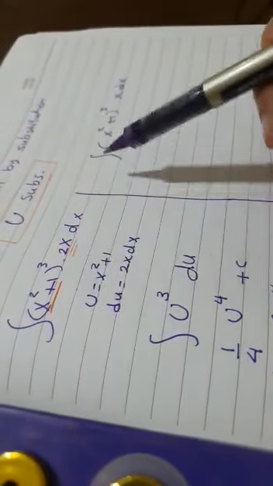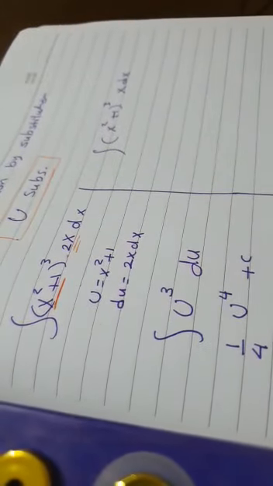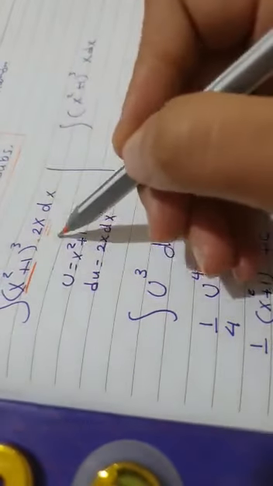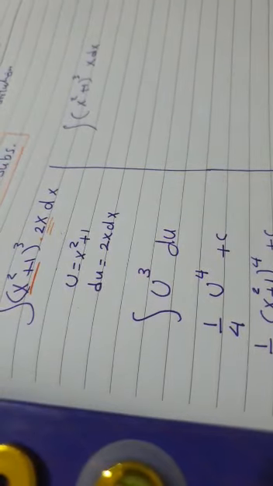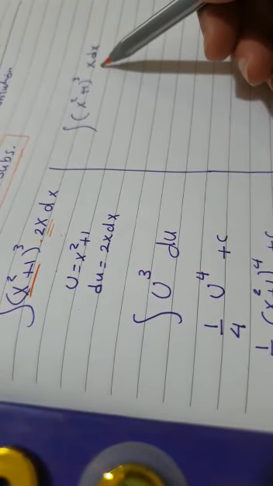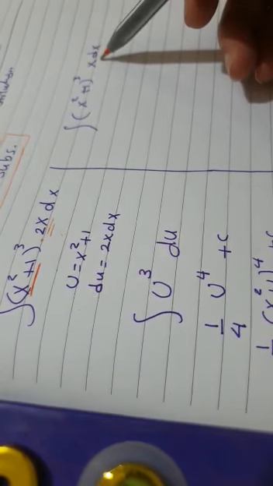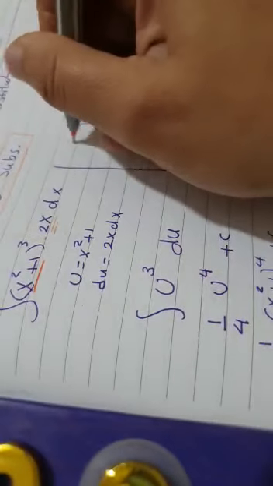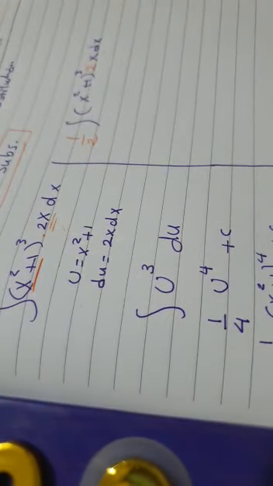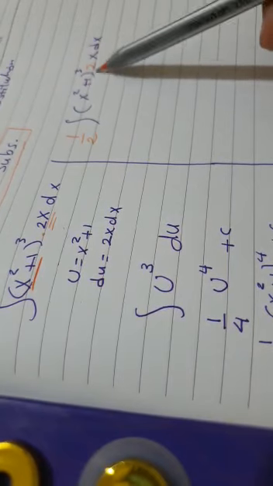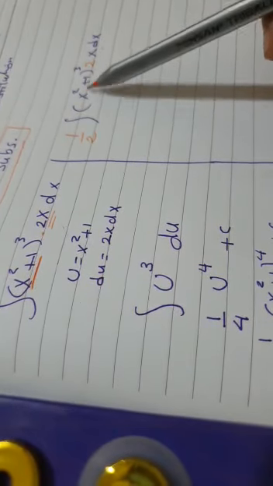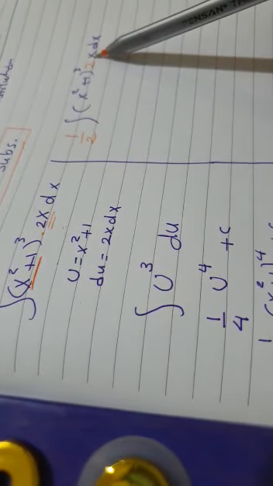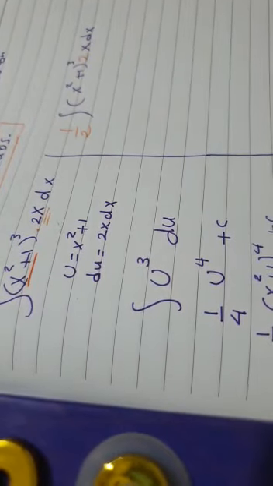Now let's look at this example. It looks similar to the previous example, but we are missing a 2. This is x dx, and this one is 2x dx. How can we do this? It's looking like its derivative, but we need 2 here. Simply, we multiply times 2 and divide by 2. Nothing changed. We multiply times 2 to find the derivative of what's inside, and divide by 2 to solve this integration.